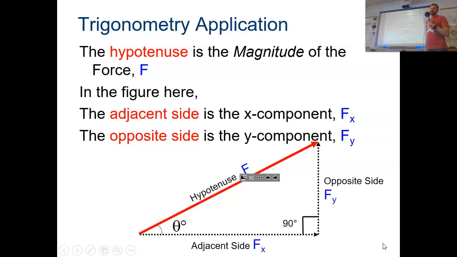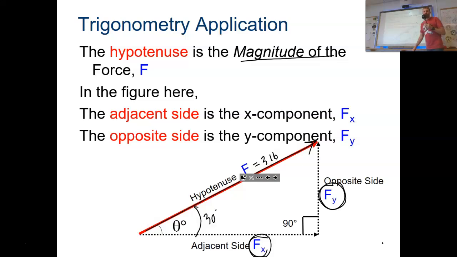So when we start talking about forces, if you have a force pulling at an angle, remember we said before that it was like 3 pounds at an angle of 30 degrees? The hypotenuse is going to be 3 pounds. The hypotenuse is going to be the magnitude of the force F. So this would be equal to 3 pounds. The adjacent side would be the X right here. And the opposite would be the Y component. So the force in the X component, the X direction, so left and right, the force in the up and down component in the Y direction.